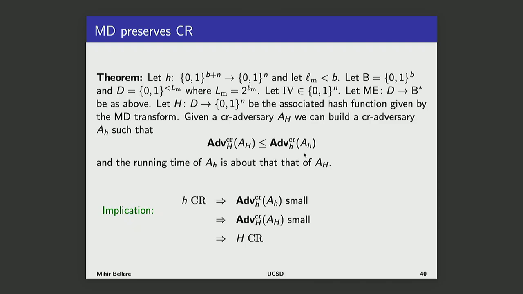The way you interpret this is to say we are willing to assume that this little h is collision resistant. That means that this can be seen as small. But if that's the case, the inequality says this must be small. And that means that the advantage of the adversary against big H was small. And so the big function is also collision resistant.